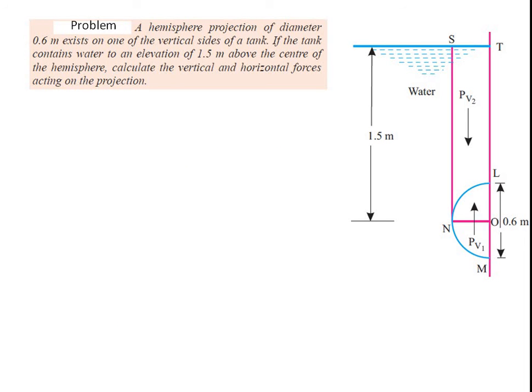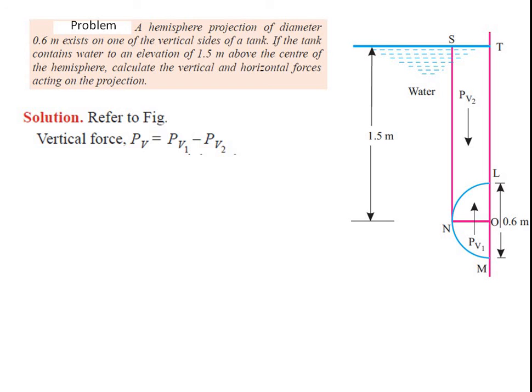This is another hemispherical problem. A hemispherical projection of diameter 0.6 meter exists on one of the vertical sides of a tank. If the tank contains water to an elevation of 1.5 meter above the center of the hemisphere, calculate the vertical and horizontal forces acting on the component. Now this is one side of the tank where the hemispherical end is connected, having a diameter of 0.6 meter and depth of immersion from the center of 1.5 meter.